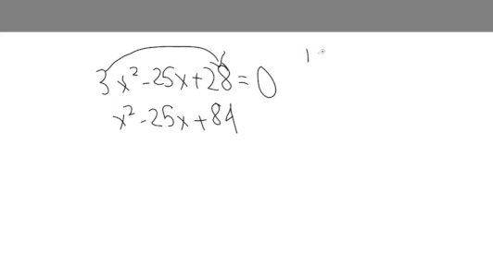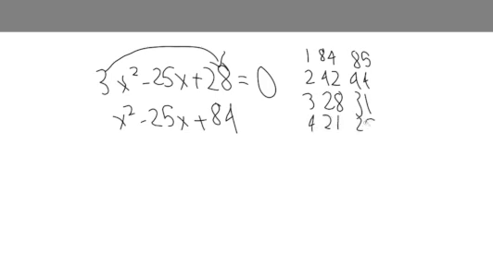So we can do this by analysis. Have 1 and 84, which sums to 85, 2 and 42, which sum to 44, 3 and 28, which sum to 31, 4 and 21, which sum to 25. Bingo. So we know it's -4 and -21.